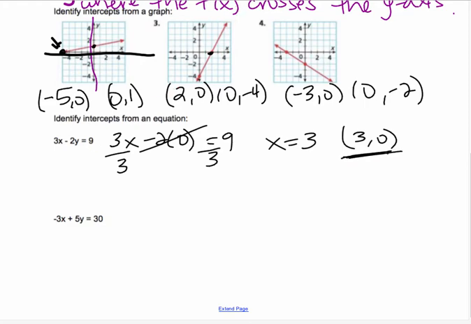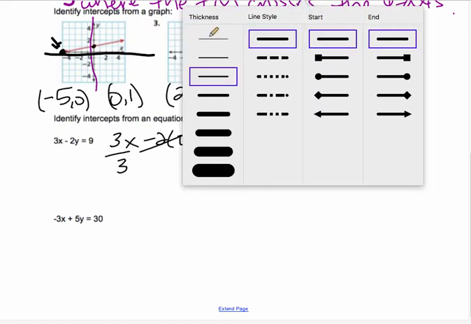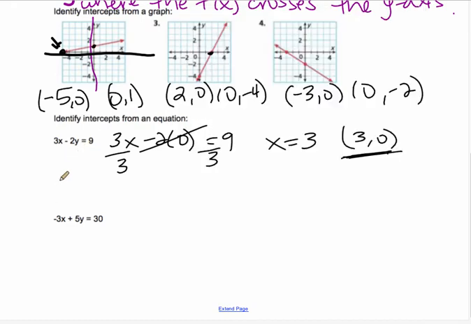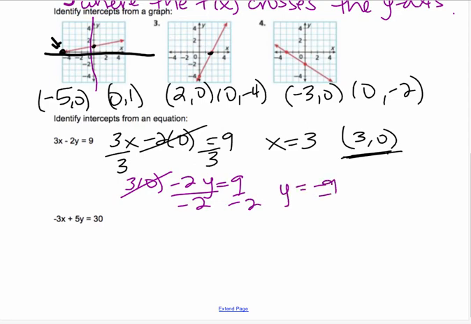Now let's do the y-intercept. So the y-intercept is going to be when x equals 0. So 3 times 0 minus 2y equals 9. Again, 3 times 0 is nothing. So now I divide by -2 because they're being multiplied. So y equals -9 over 2. So 0, comma -9 over 2, which you should know is -4.5. That way you would know where it would fall on the graph.